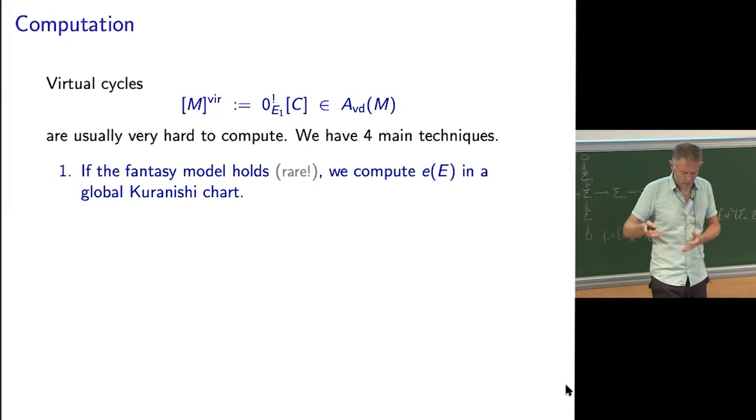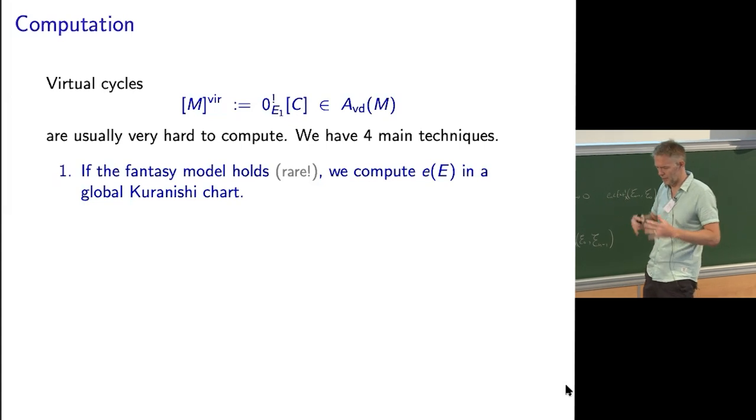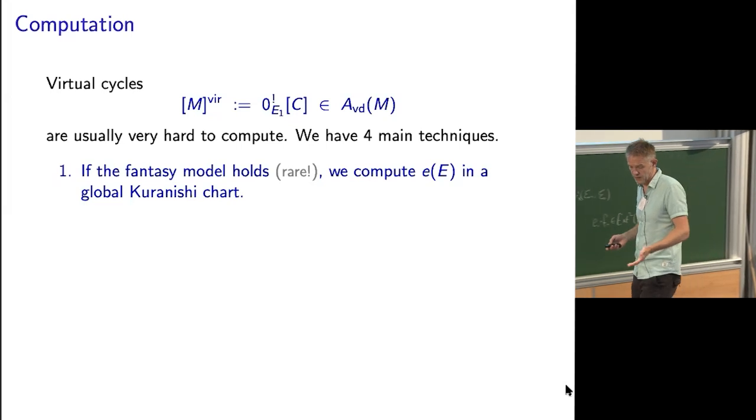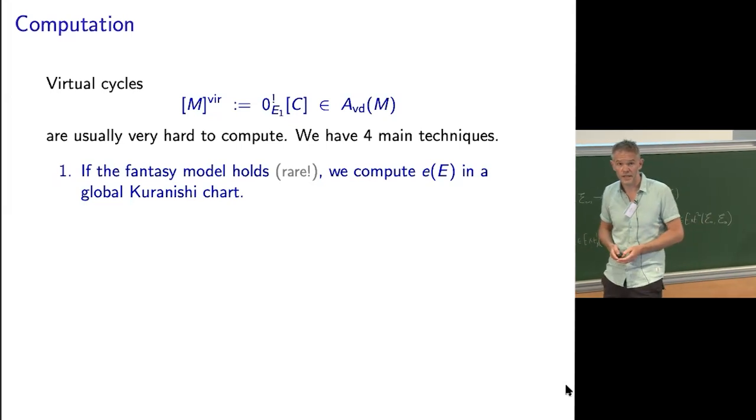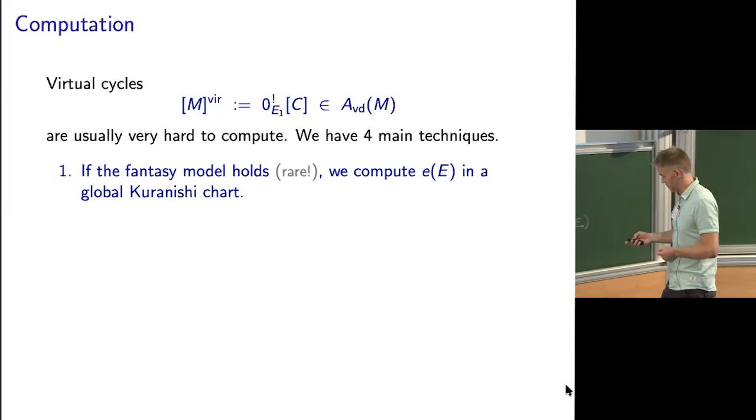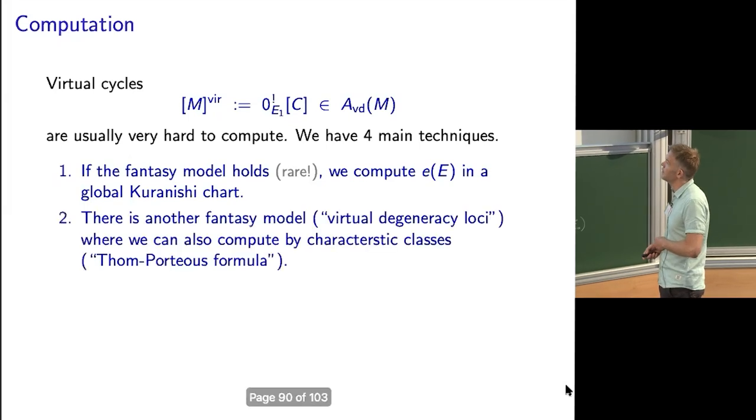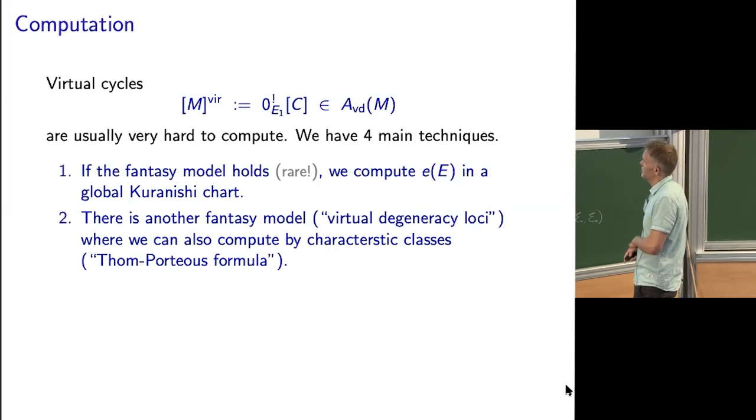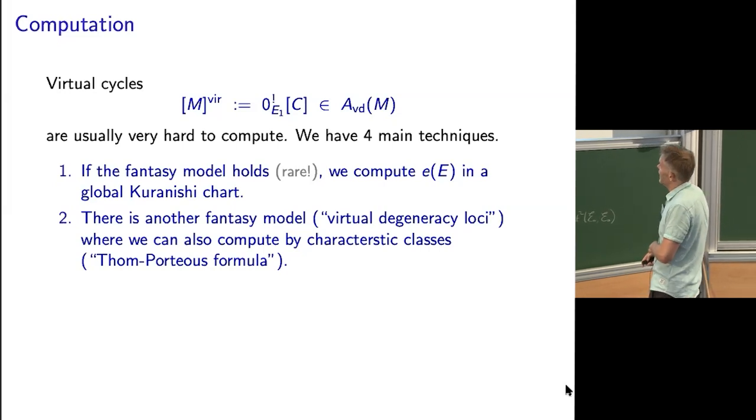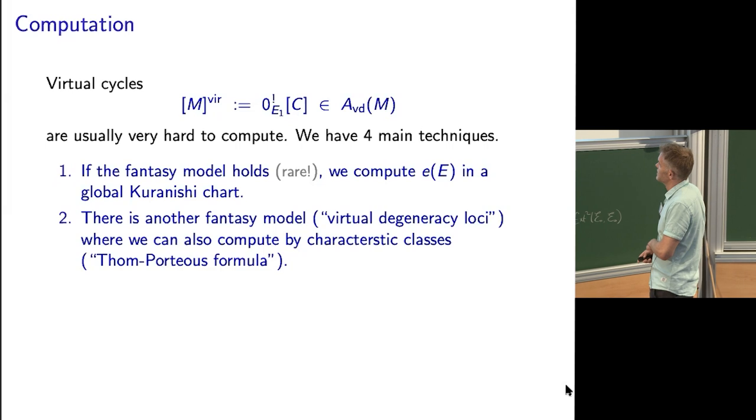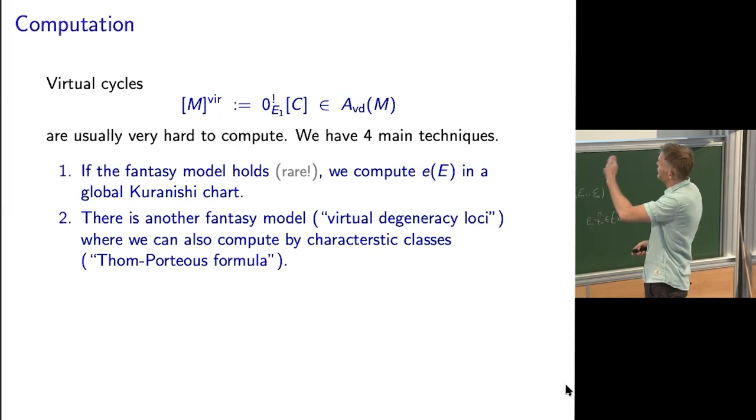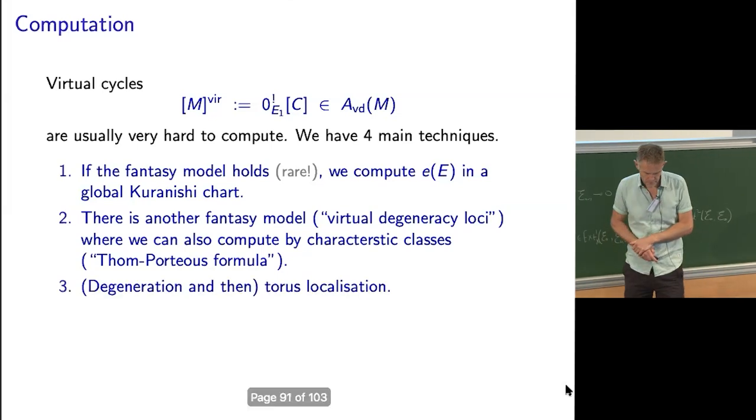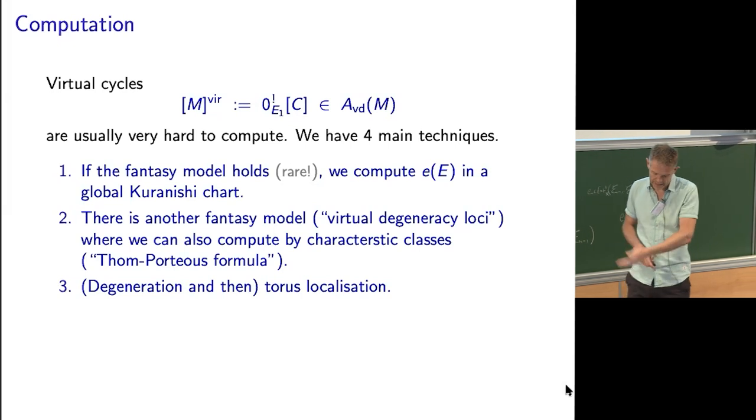And then it turns out there are natural equations you can impose on that to cut it down to the stable maps which lie in the quintic. And that gives you a global Kuranishi chart. And you can compute. And that was one of the very first computations in virtual enumerative geometry. But it's extremely rare. There's another fantasy model, which I'm going to talk about in two lectures' time, where you have something called virtual degeneracy loci. And there again, you can compute, instead of by taking an Euler class, by taking certain other Chern classes. So that's rather new, I guess.